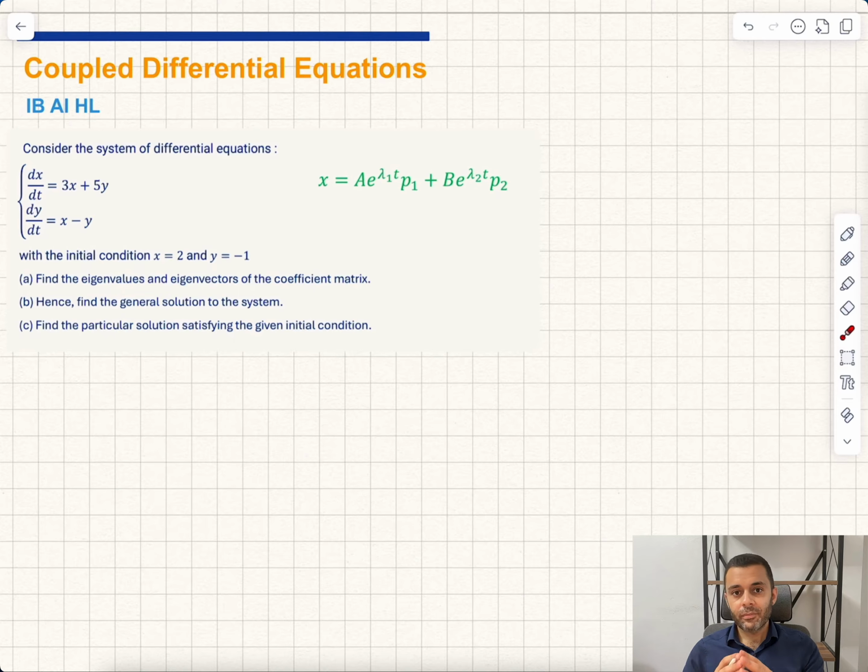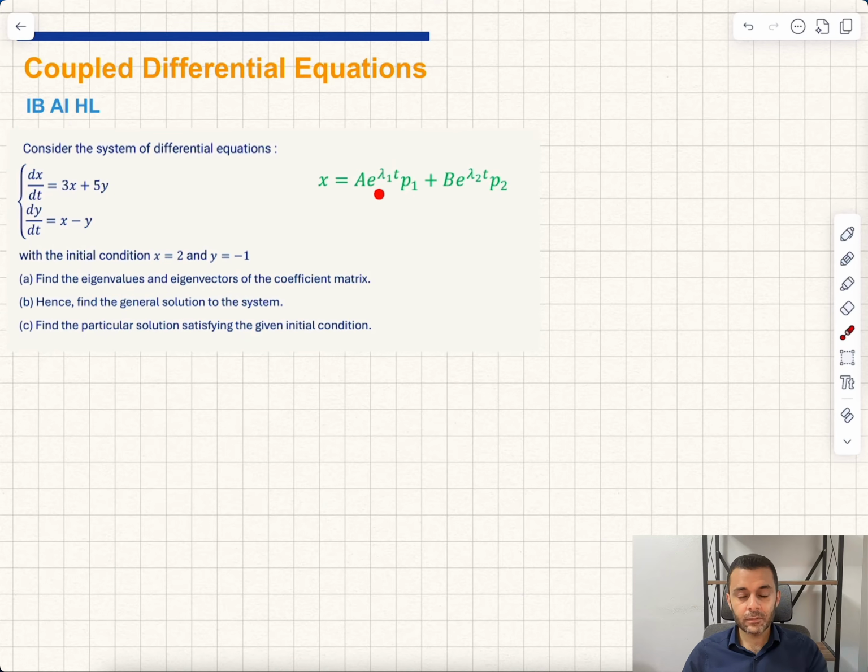Hello everyone. In today's lesson we will be studying coupled differential equations, which is a topic in the IB Math AI high level. I will show you how to get the exact algebraic solution to coupled differential equations step by step. So let's start with the formula here.